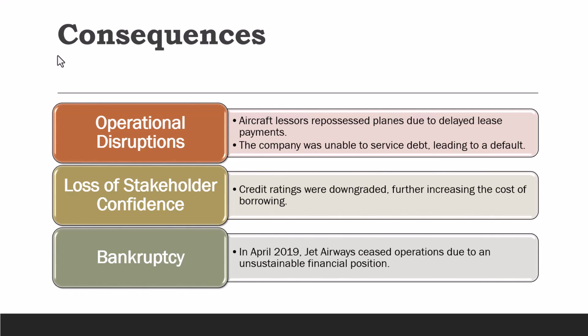In April 2019, Jet Airways ceased operations due to an unsustainable financial position. So because of this impact, it can even cause the closure of companies. The companies can be badly affected. So that's why the lesson is that we should manage our interest rate risk, and we have to keep the interest cost as low as possible and try to use some kind of derivatives to manage it.